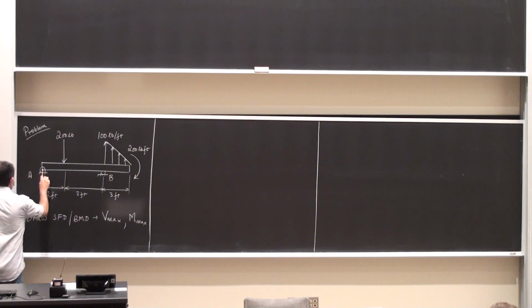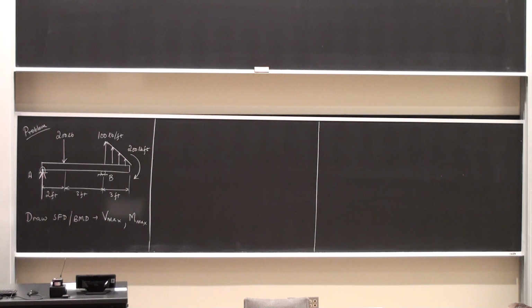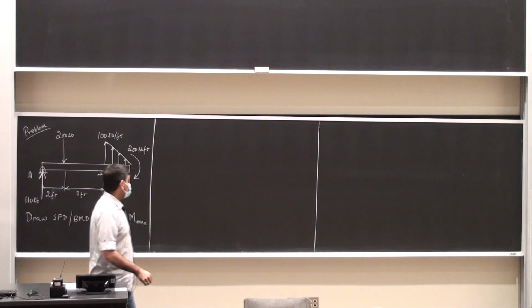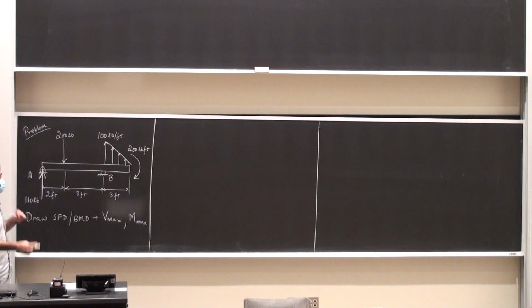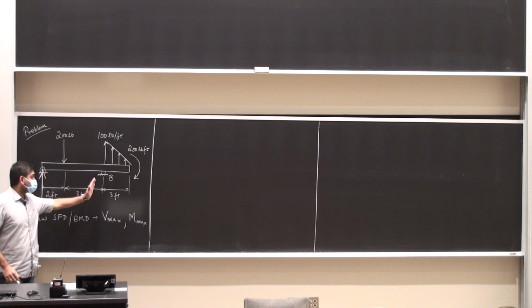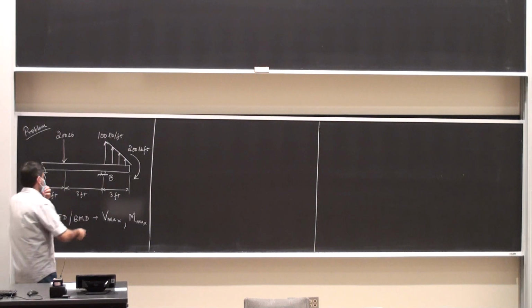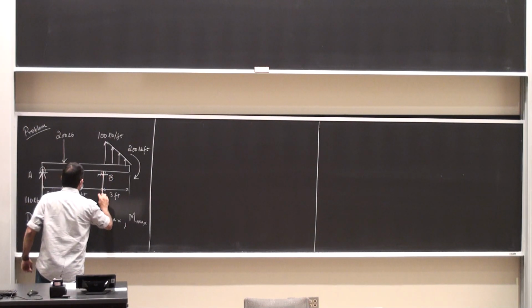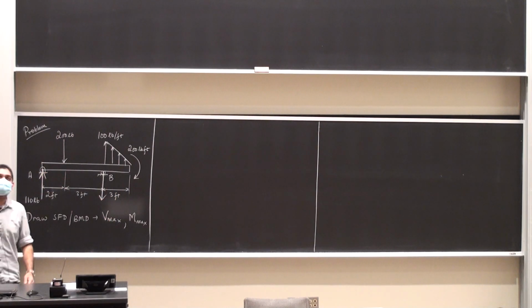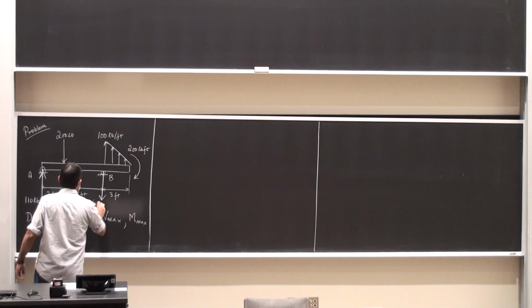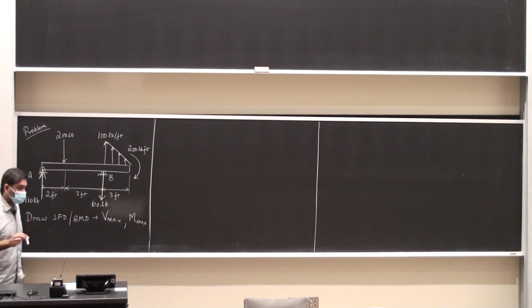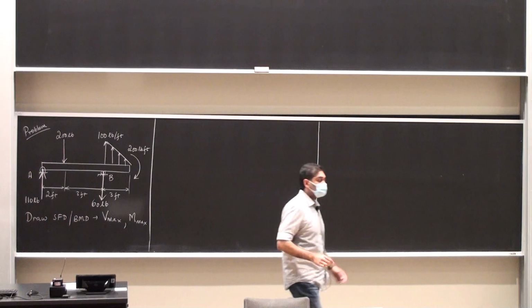At A, the pin will exert an upward support force of 110 pounds. Obviously there are no forces in the X direction for A. Then at B, watch out, look at the calculations, I've posted it on your Carmen page, you can take a look at it later. At B, the support reaction will be pointing vertically down, if you go through the calculations. And this magnitude will be 60 pounds. The first step in all these problems: obtain the support reactions.